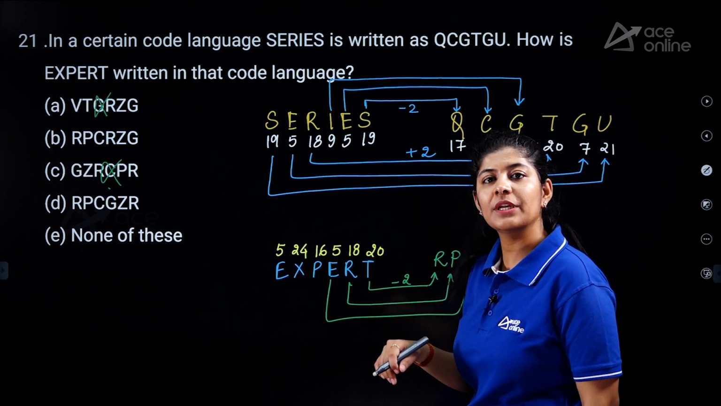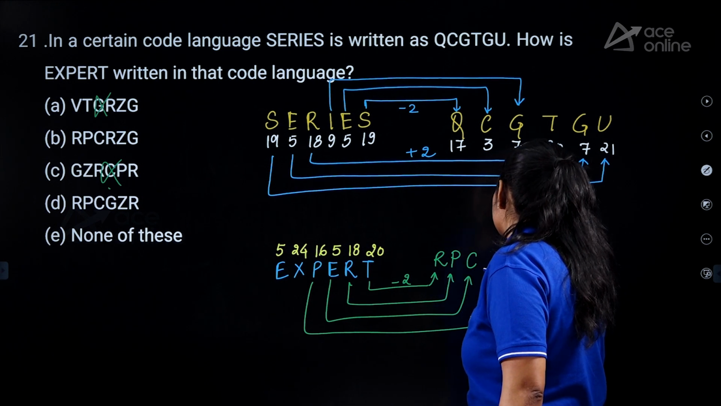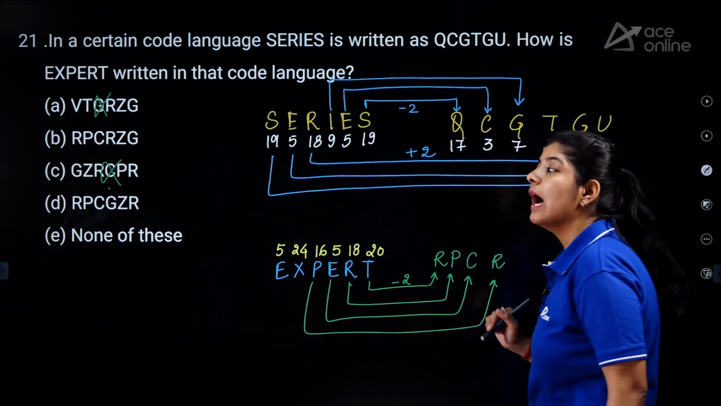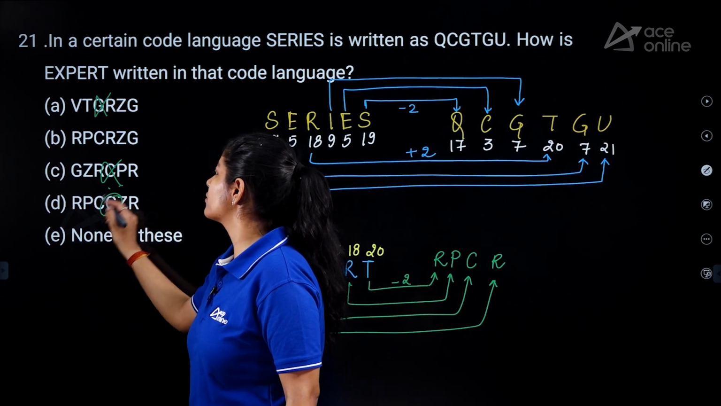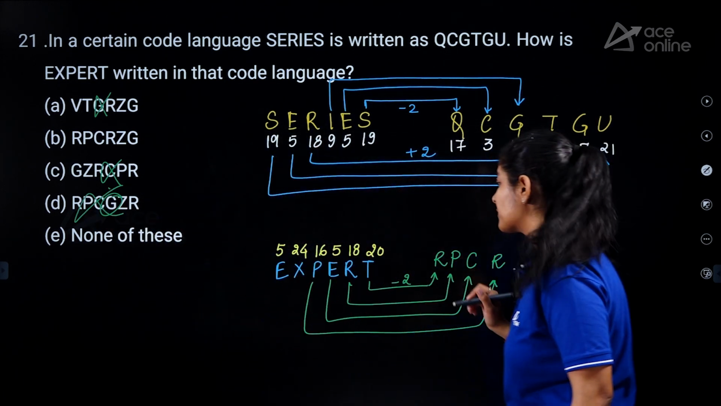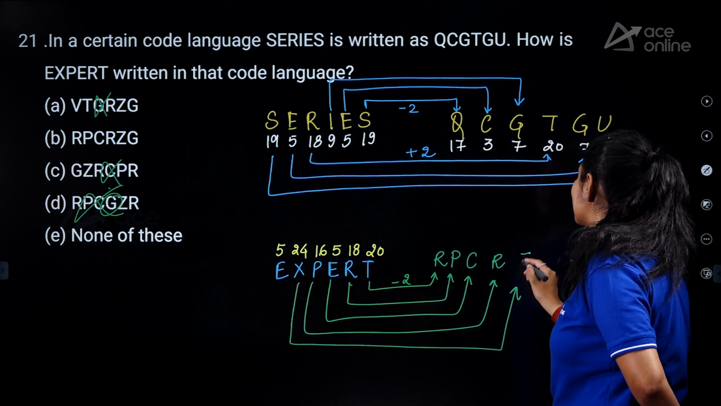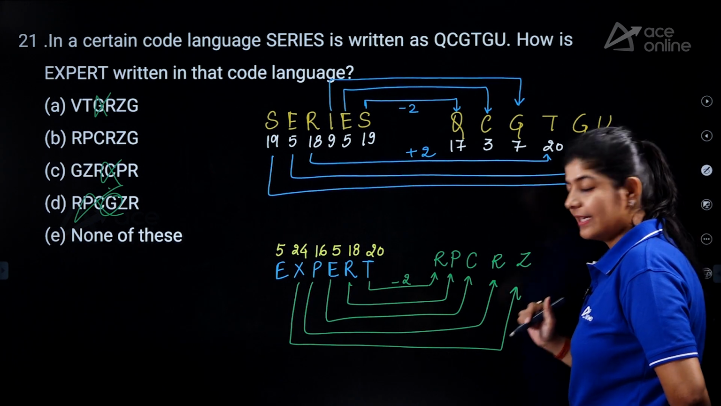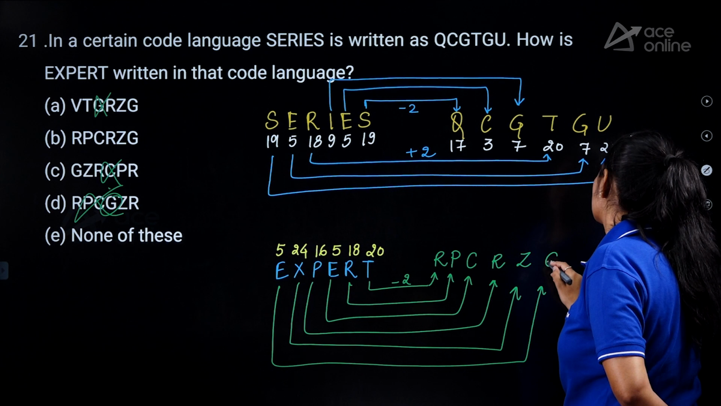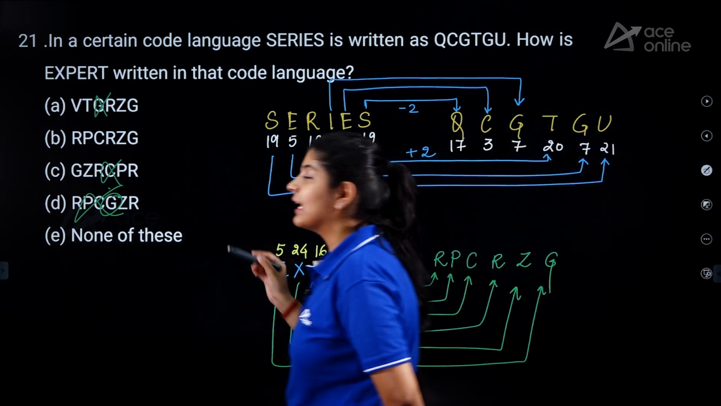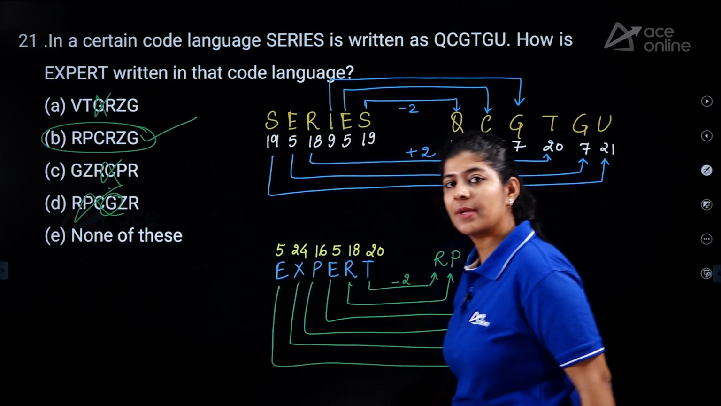Okay. Now, what we need to do, we need to add plus 2. 16 plus 2, that is 18, and 18 is associated with R. That means this option is also eliminated. Next one. 24 plus 2, that is 26, and 26 is associated with Z. 5 plus 2, that is 7. 7 is associated with G. That means we are getting our answer as option number B.